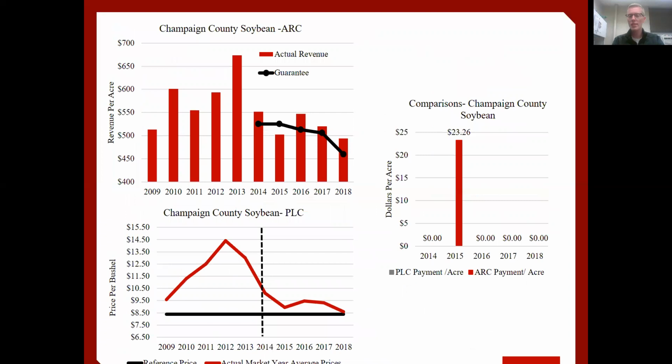If we look at soybeans, this is the historical performance of Champaign County, Ohio for soybeans. Again, the marketing year price never got below that reference price. So PLC never triggered a payment in Champaign County or countrywide actually. And it only triggered an Ark County payment for soybeans in 2015, and that's what's represented over here. They got a $23 payment per acre for 85% of their base acres in 2015, but no Ark County payments anytime else.